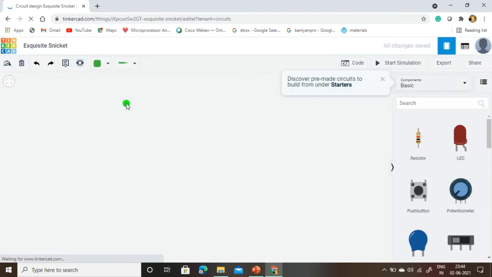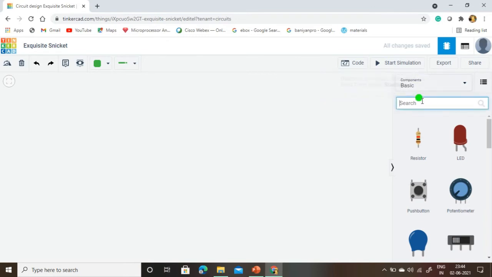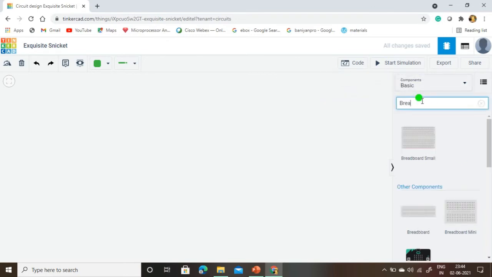A new page is open. This is the workplace, and these are the components available here. First we are going to choose the breadboard. This is the small size breadboard.